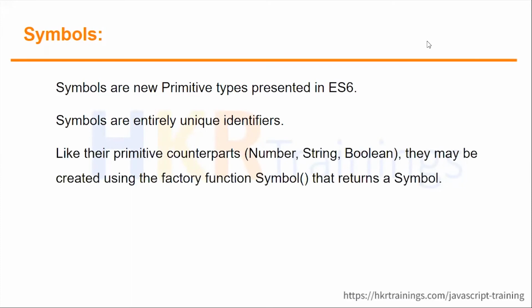Yeah, this is regarding symbols. These are the new primitive types which are presented in ES6. Symbols are entirely pure unique identifiers, like their primitive counterparts such as Boolean, string or number. They may be created using the factory function, that is symbol, which returns a symbol. Obviously, we saw that in action while coding. So that is about symbols.